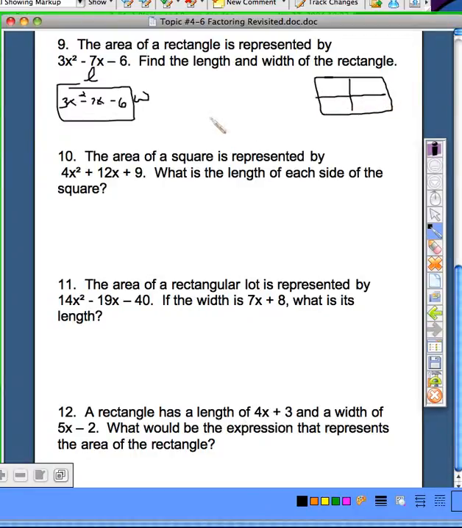And we have 3x squared up here. Make it x squared. And we have a -6 down here. And we need factors that will multiply to be -18x squared. And we have one positive and one negative, so I would say that would be -9x and 2x.